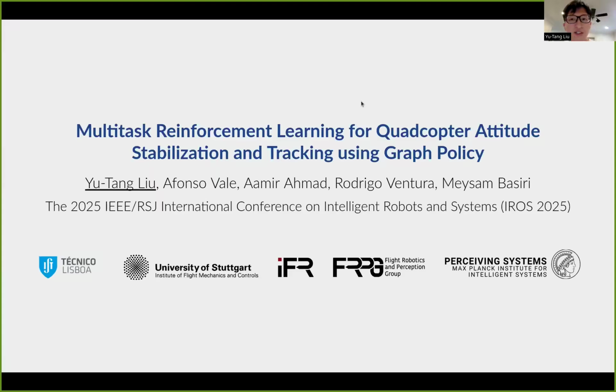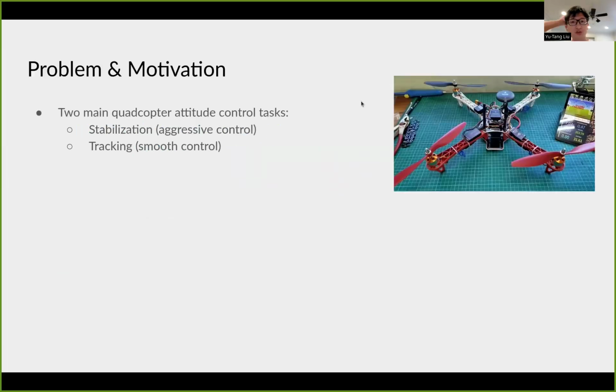I'm Tang. In this video, I'll present our work on multitask reinforcement learning for quadcopter attitude stabilization and tracking using graph policy. Controlling the quadcopter attitude normally involves two key challenges. First, aggressive stabilization from arbitrary states like recovering from free fall. Second, smooth tracking of target angles.